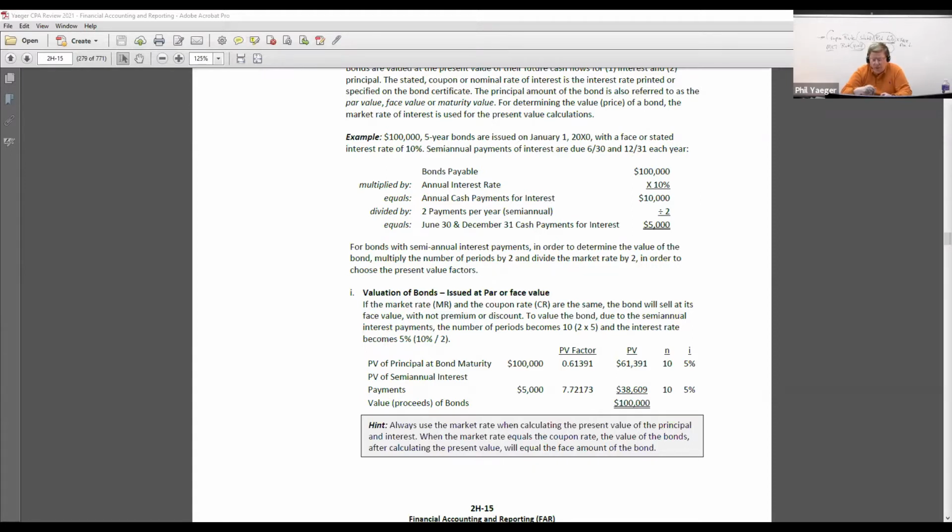Now, for how many periods are we going to take the present value of the interest payments? 10, right? And what's the yield rate going to be annually? Annually, it will be 10%. The yield rate and the coupon rate are the same, 10%, because we're issuing the bonds at face value. We're paying the same rate that everyone else in the market is paying, so we're going to just sell it at the face amount of the bonds. Do you see that? Now let's look at, first of all, page 2H16.